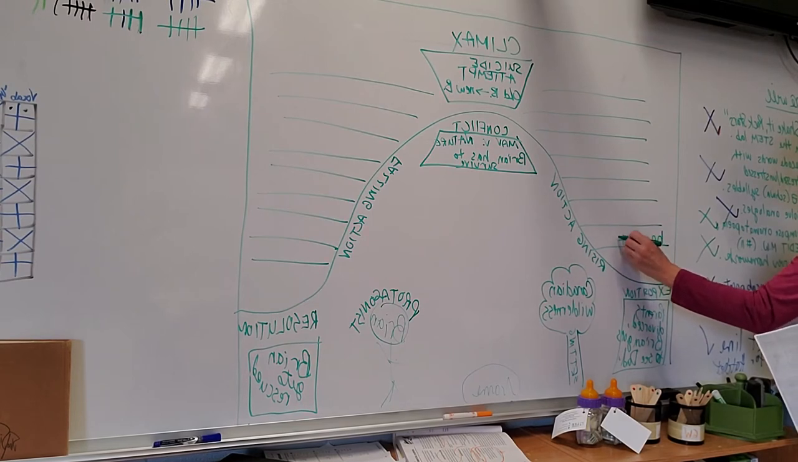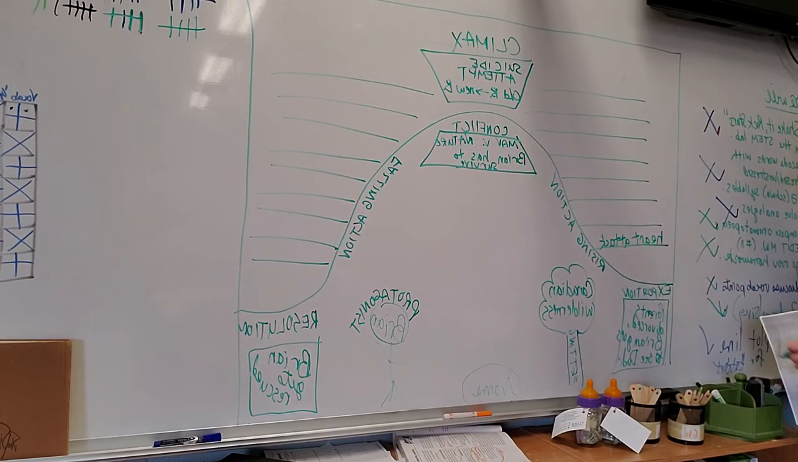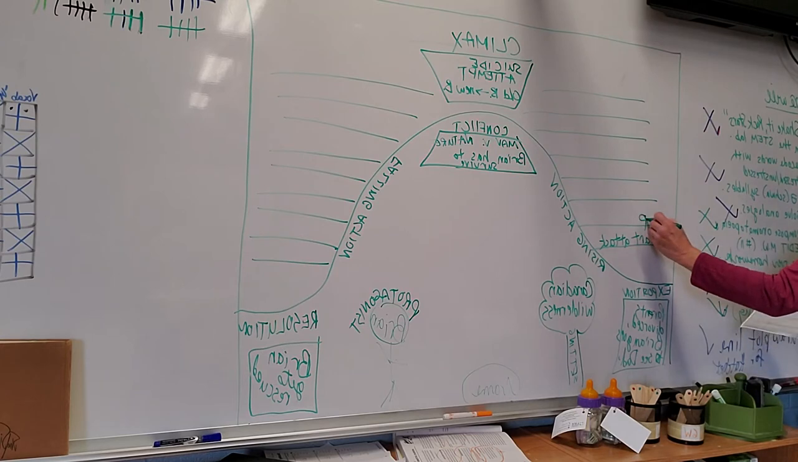And if we had time, we would write these in more complete sentences, but we're not going to. We're just going to abbreviate. Heart attack. Let me know what they mean. Then what happens after the heart attack? Raise your hand. Martin? Plane crash.